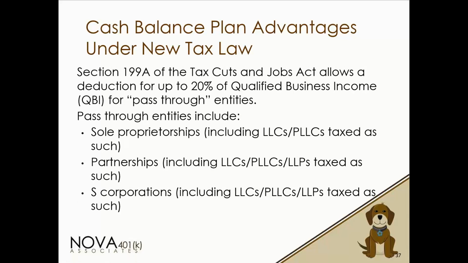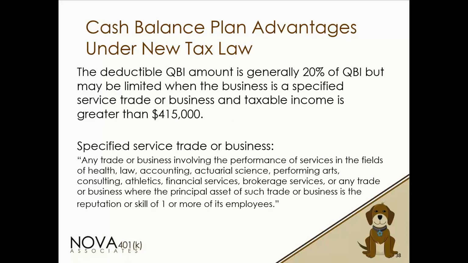Cash balance plan advantages under new tax laws. Section 199A of the Tax Cuts and Jobs Act allows a deduction of up to 20% of qualified business income, QBI, for pass-through entities. Those would be sole proprietorships, partnerships, S corps. The deductible QBI amount is generally 20% of QBI, but it may be limited when the business is a specified service, trade, or business.